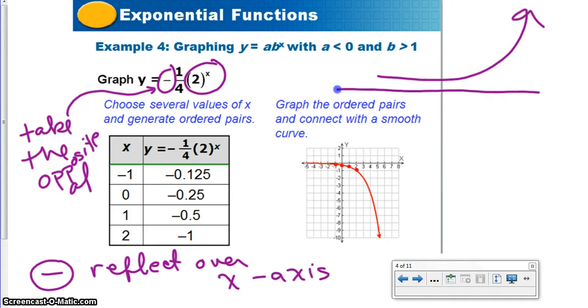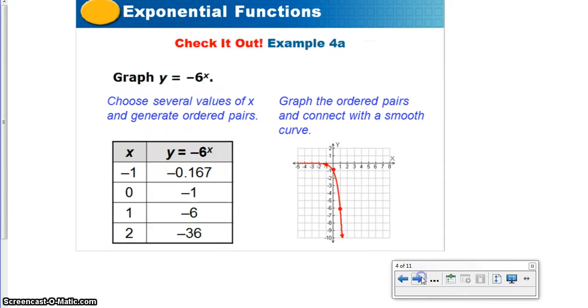So, take a look. What happened, ladies and gentlemen? We reflected over the x-axis. Very good. You know, anytime you need to pause this and take a look at what's happened and actually make some notes, that might be a good idea.